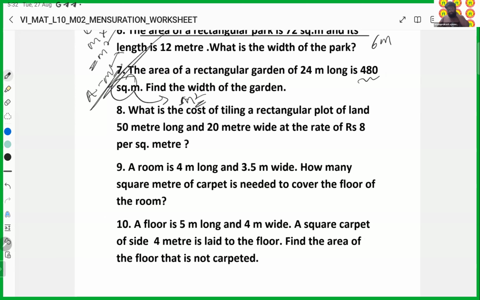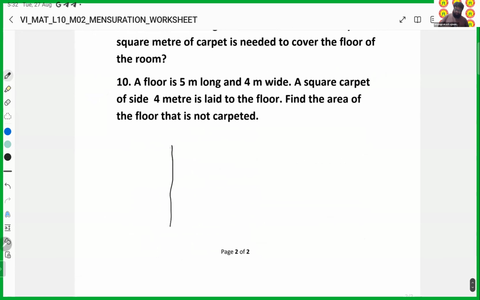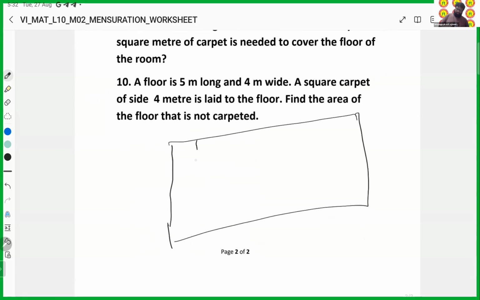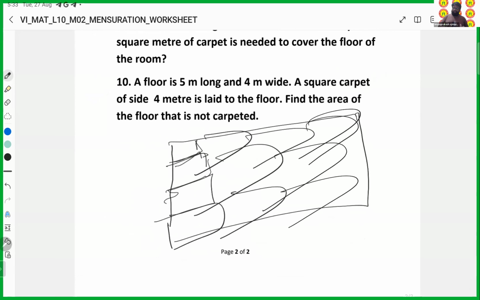What is the cost of tiling a rectangular plot of land? Sir, where do we do tiling? See, tiling generally means this is your room which you are staying, the floor on which you are sitting, this is tiling only. What you are covering, enclosing, the area you are enclosing, means indirectly you have to calculate area.